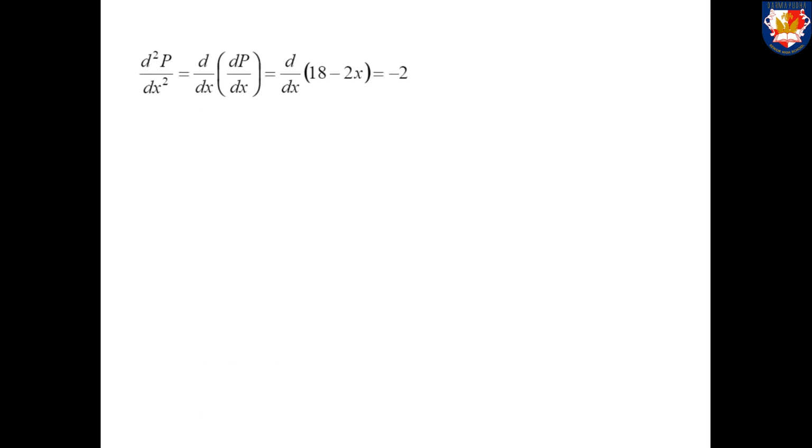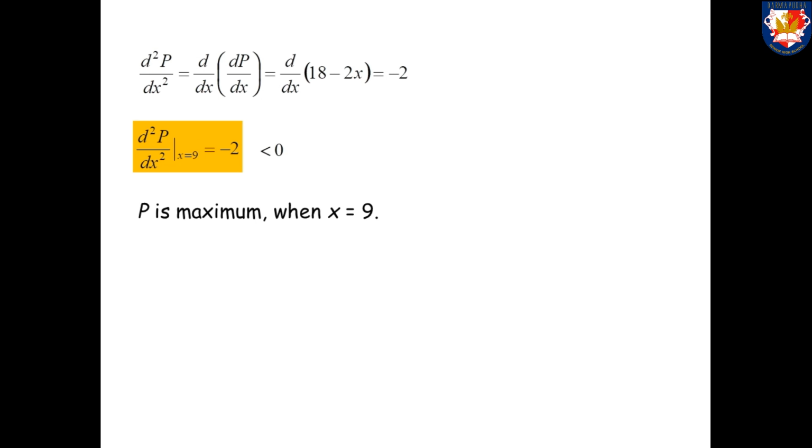The second derivative of P is the derivative of the first derivative. So it is the derivative of 18 − 2x, which equals −2. When we substitute x = 9 into the second derivative of P, it remains −2, because there is no variable x in the second derivative. So the second derivative of P is negative, less than 0. Now we can tell that P is maximum when x = 9.